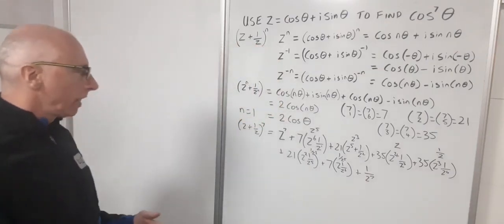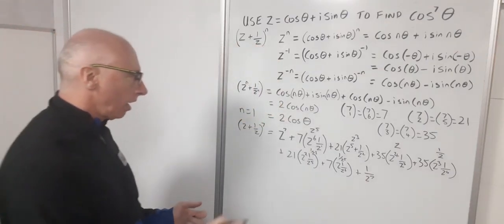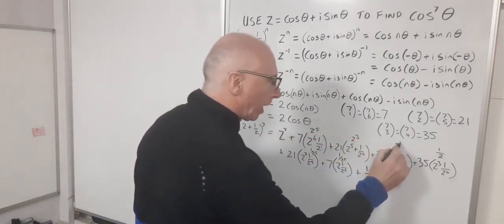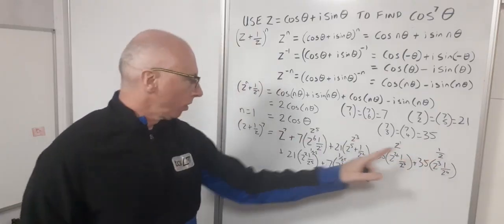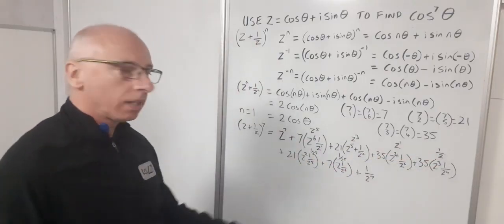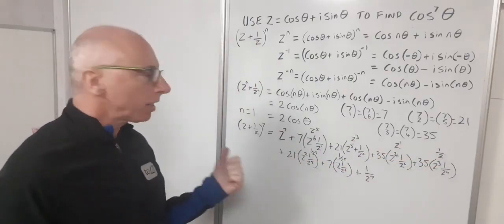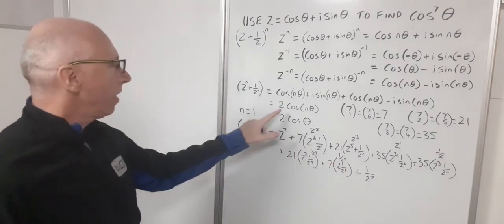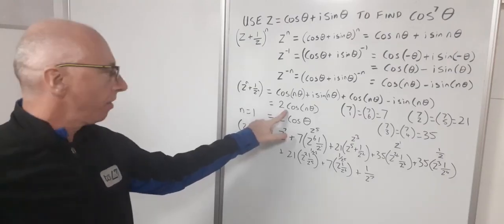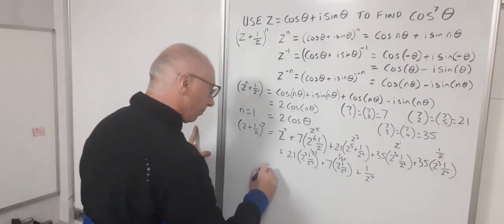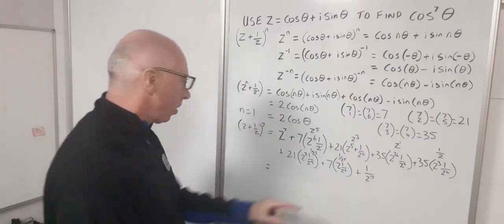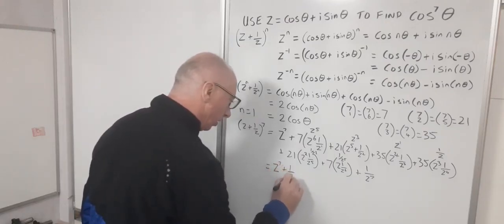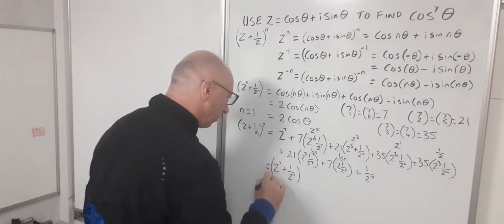Okay, right. Now what I see I've got here, I've got a power of 7, power of 5, power of 3, power of 1. Let's just put the 1 in there. And then I've got the reciprocal of each of these written down here. So I'm going to match them up. So then I get something that looks a little bit like this. And then I can use my 2 cosine n theta. So z to the 7 plus 1 over z to the 7. So that takes care of that.